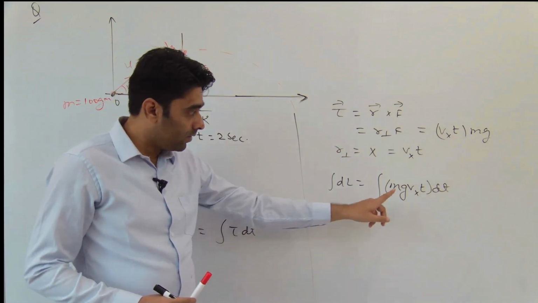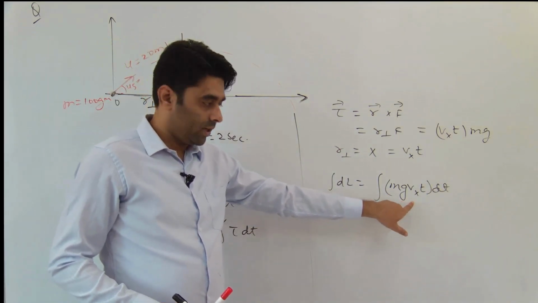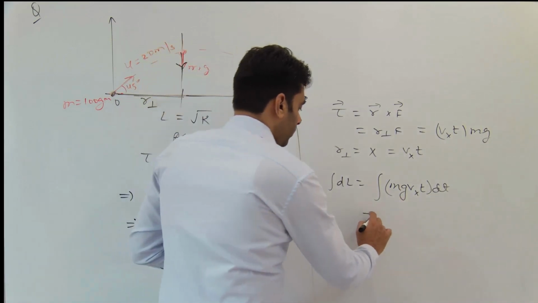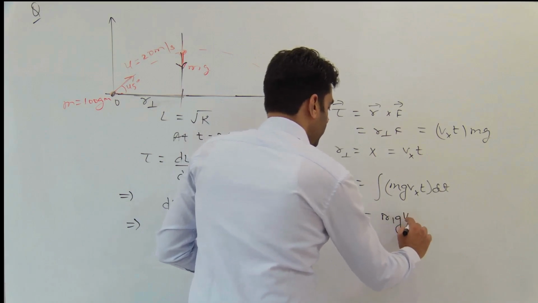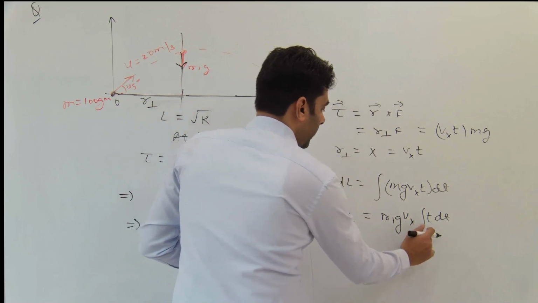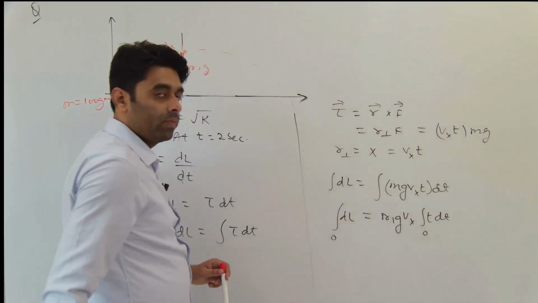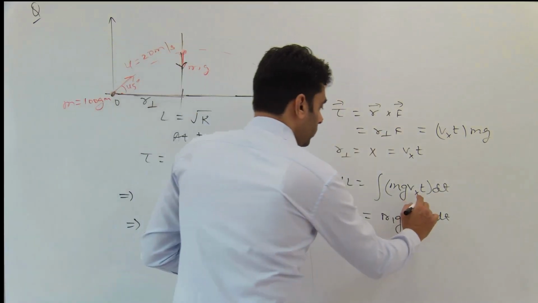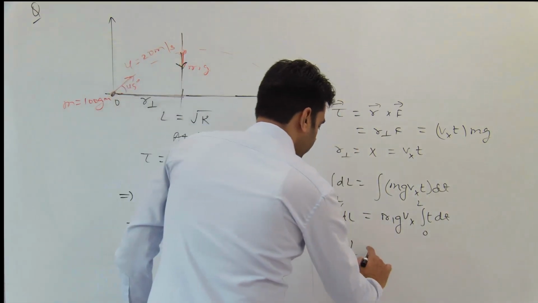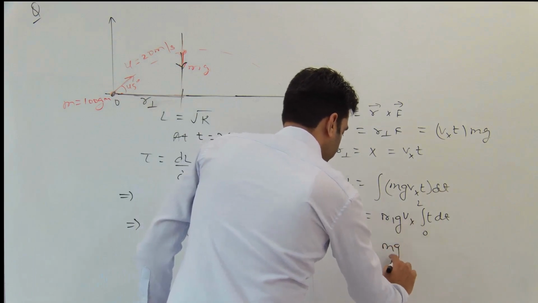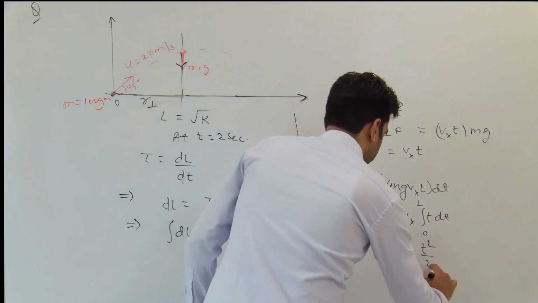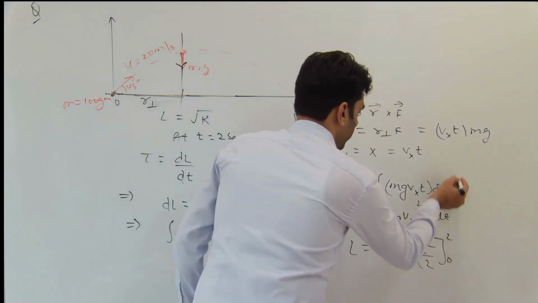Now in this case, if you notice, mg is constant, Vx is constant throughout the journey, so we can take all that out of the integration, so it will be mg Vx integral t dt. Integral dL: at t equals 0, L will be 0. At t equals 2 seconds, we want to find the angular momentum L. So integration of this gives L equals mg Vx into integral t dt, which is t square by 2, from 0 to 2. What are we getting over here?